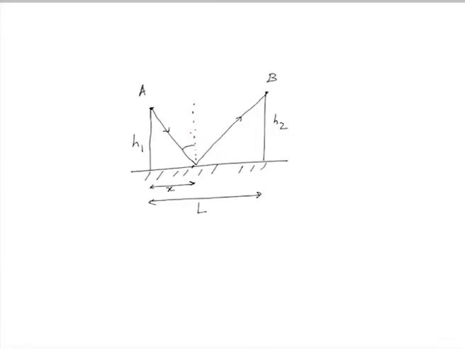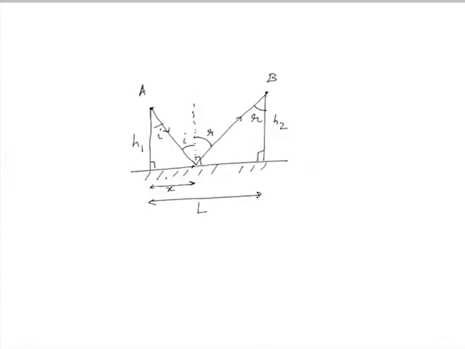I haven't drawn the angle of incidence. Let me call this I. The other one here is the angle of reflection. Let me call this R. And this is the normal. This dotted line is the normal, and this angle is also R, and this angle is I. And these are all right angle triangles.